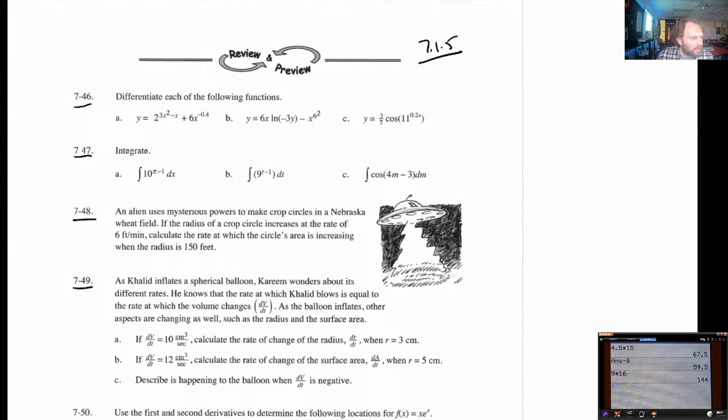Today we're looking at 715, and we're going to do all the problems. At least, this is how it usually shakes out. As I'm working through these, I decide which ones I actually want to keep and which ones I don't. After a cursory look at them, looks like they all look pretty good.